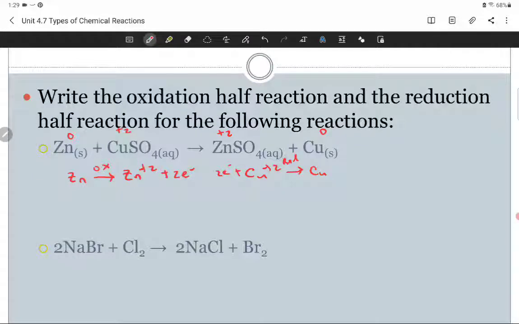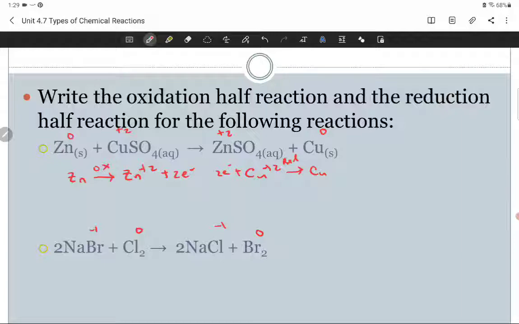Sodium bromide plus chlorine gas. By the way, if you can identify elementals in the chemical reaction, those are always, not sometimes, always the things that are going through oxidation reduction. So chlorine on the left side is a 0, on the right side is a -1. Bromine Br2 on the right side is a 0, on the left side is a -1.